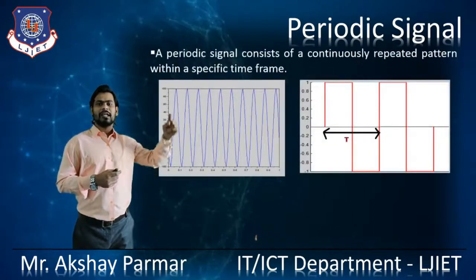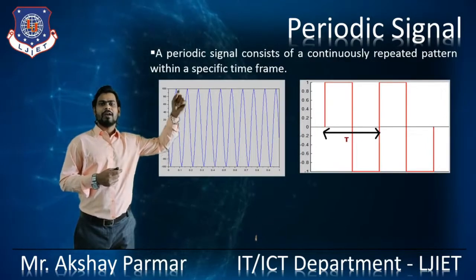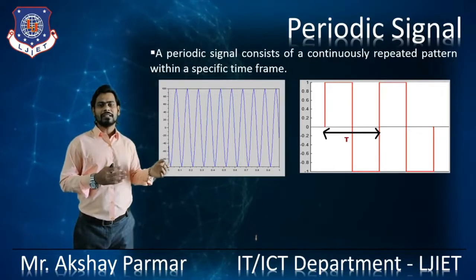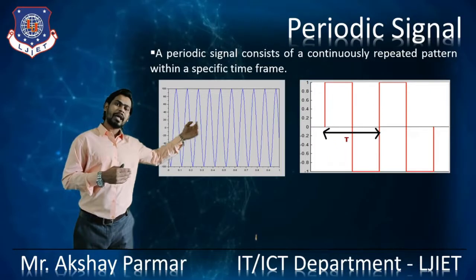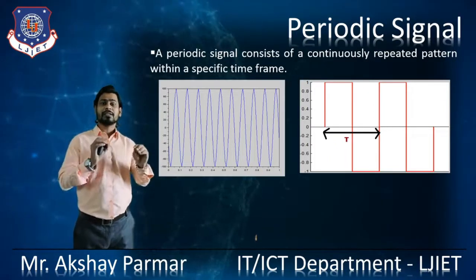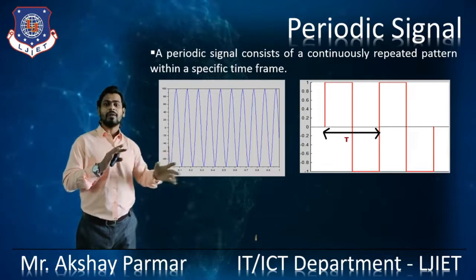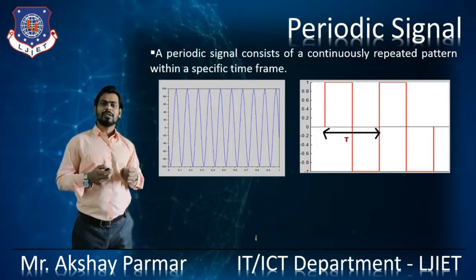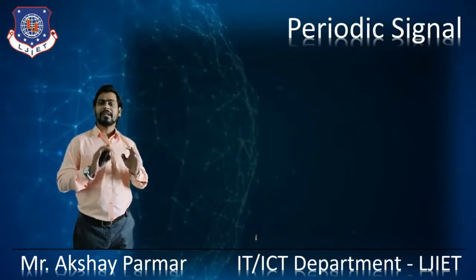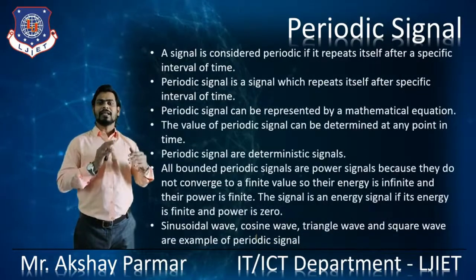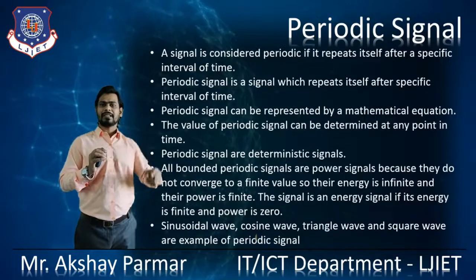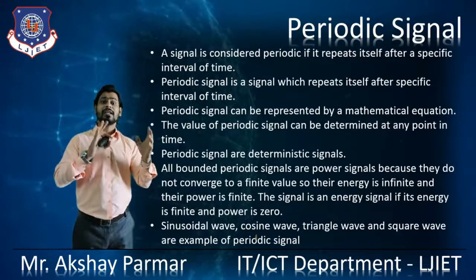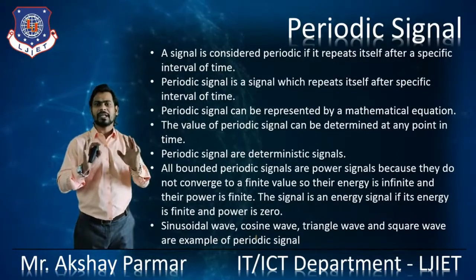For example, here in analog and digital signals, you can see that this wave is repeating its pattern in a particular time interval. In the digital signal too, the signal repeats its pattern with a particular time interval. A periodic signal consists of a continuously repeated pattern within a specific time frame. A signal is considered periodic if it repeats itself after a specific interval of time.